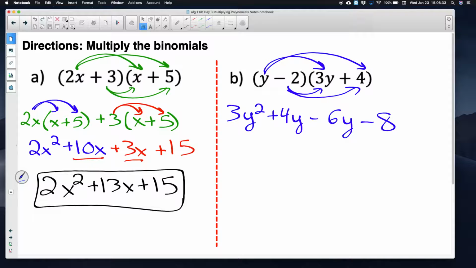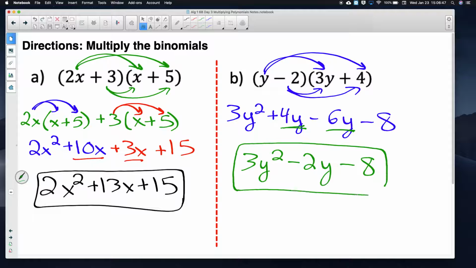So once again, notice we have like terms here. So my final answer is going to be 3y squared minus 2y, because I combined these like terms, and then minus 8. All right? Make sure you write down questions if that's not making sense and bring it up the next day when I see you in class.